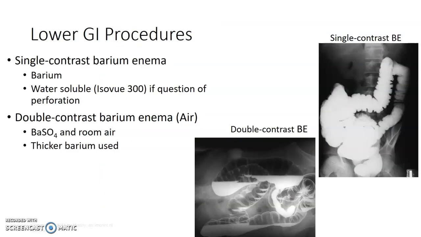So slow and steady. You've got two options, usually a single contrast or a double contrast. The single contrast enema can be barium, or it will be water soluble if there's a question of perforation, or if the patient is severely backed up or something like that and it's a clean out enema, it'll be water soluble. Double contrast, double means air. So they're going to use barium and air. A thicker barium is used for that. It's not the same thin barium as the single contrast. So double has air, single, no air.